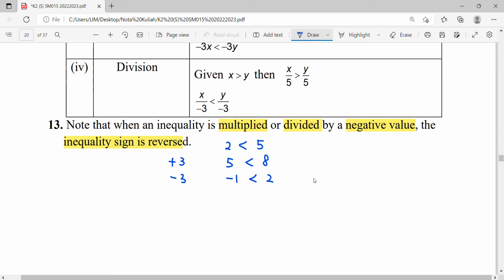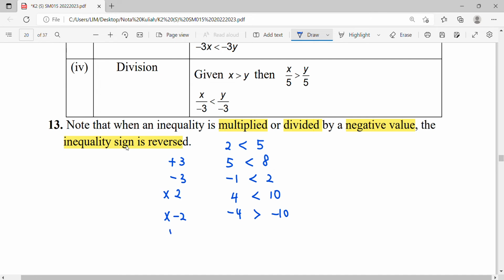But when I do multiplication with a positive number, let's say 2, 2 times 2 becomes 4, 2 times 5 becomes 10. It still holds the inequality. But if you operate with a negative value, like you multiply with -2, here will become -4, and the other side will become -10. So is -4 still less than -10? No, -4 is bigger than -10. So that's why when you multiply or divide by a negative value, you have to inverse your sign. You have to change your sign.